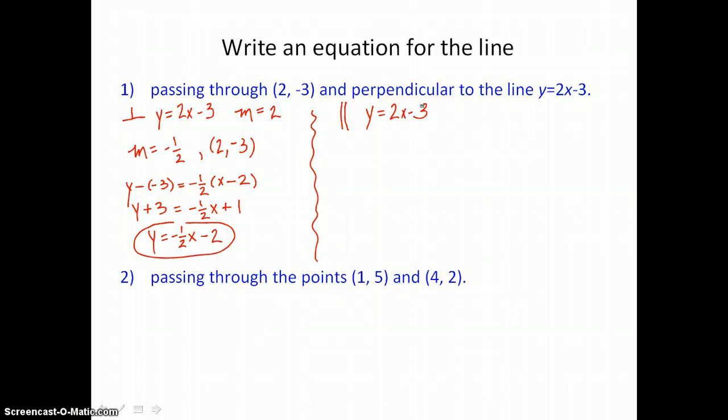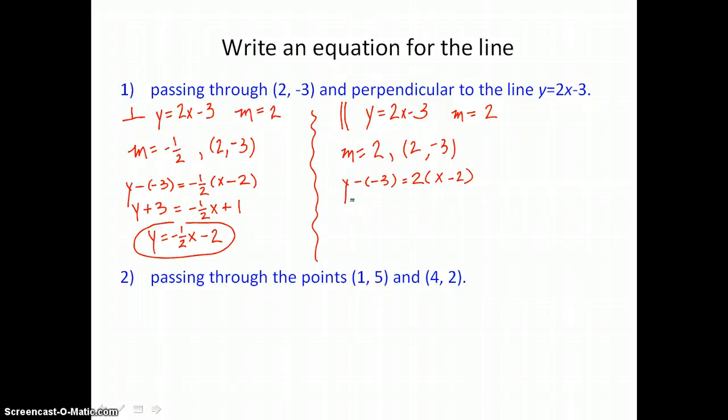So then we need to know that parallel lines have the same slope. So the slope of this line again is 2. That means the equation of the line we're writing has a slope of 2 also, and it passes through the point 2, negative 3 again. So again, we have a slope and a point, so we'll use point-slope form. y take away the y coordinate of negative 3 is equal to the slope of 2 times x take away the x coordinate of 2.